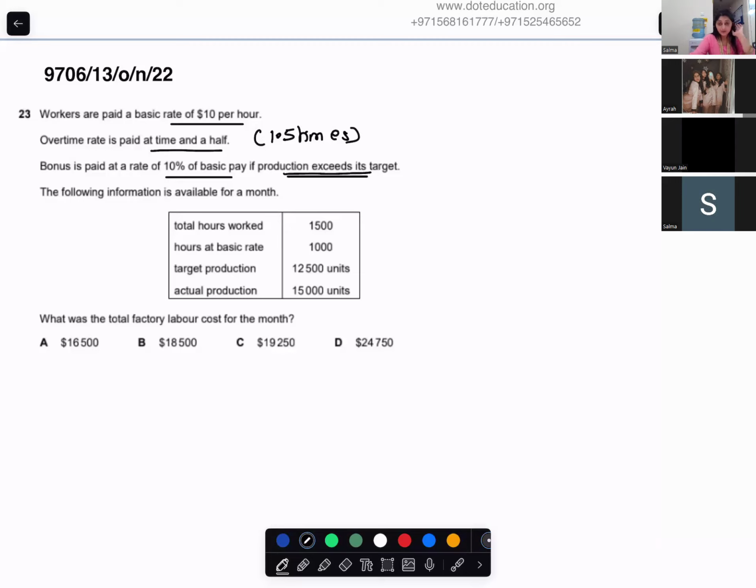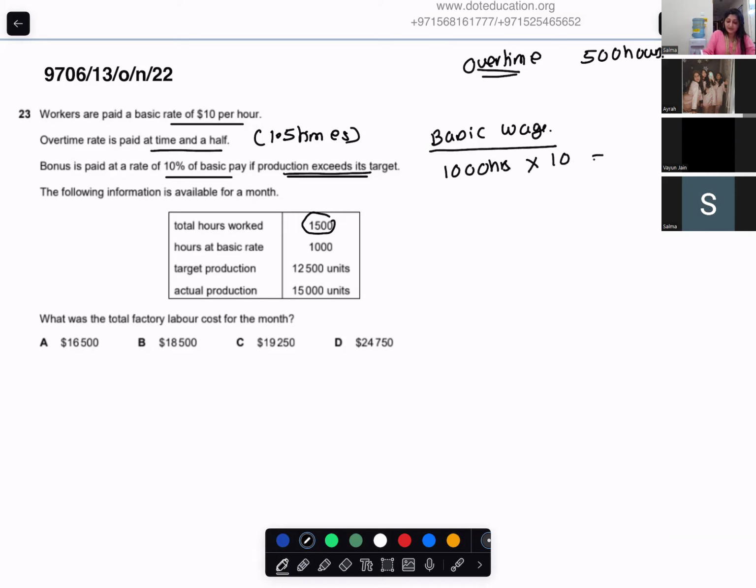The total hours that you have worked is 1,500 hours at basic rate. That means your overtime is how much? 500 hours. Overtime is 500 hours. Your basic wage will be how much? It will be 1,000 hours into $10. So this will become how much? $10,000.